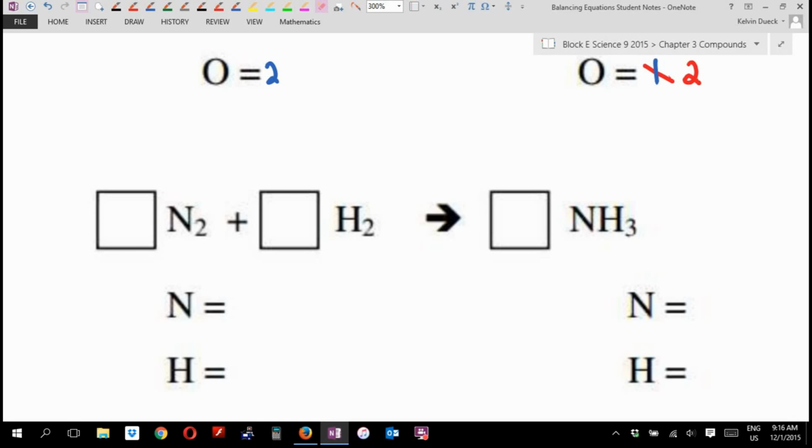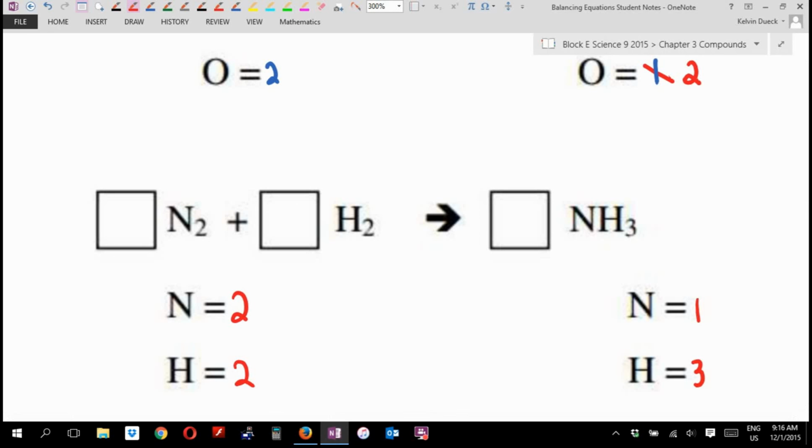Okay. How many nitrogens on the left? How many nitrogens on the right? 1. How many hydrogens on the left? 2. How many hydrogens on the right? 3. Are we balanced? No. Nope. Now, some tricks of the trade.